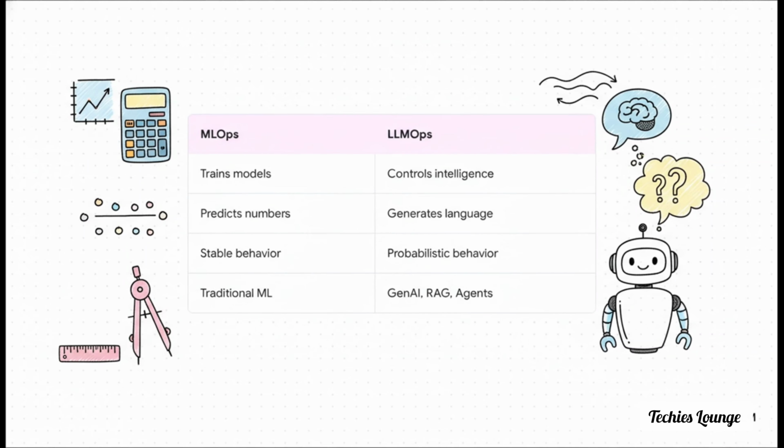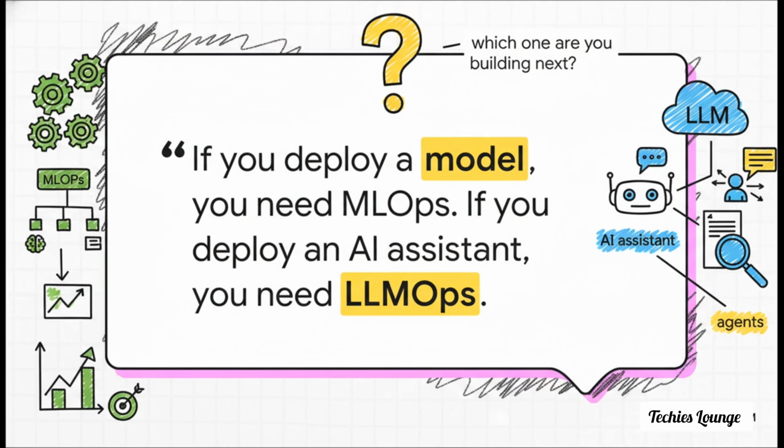And this final comparison is basically your cheat sheet. On one side, MLOps. It trains models to predict numbers, and it manages stable, predictable behavior. On the other, LLMOps. It controls intelligence to generate language, and it has to manage probabilistic, less predictable behavior. It's the difference between a calculator and a conversationalist. So look, if you remember just one thing from all this, make it this simple rule. If you're deploying a model, you need MLOps. If you're deploying an AI assistant, you need LLMOps. It's really that clear. Now, the only question is, which one are you building next?